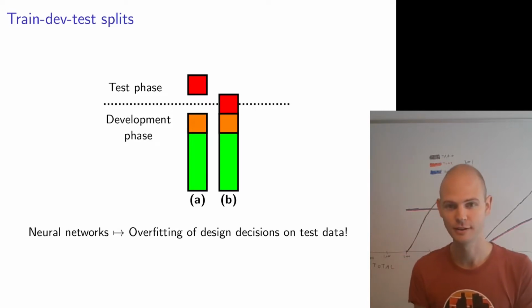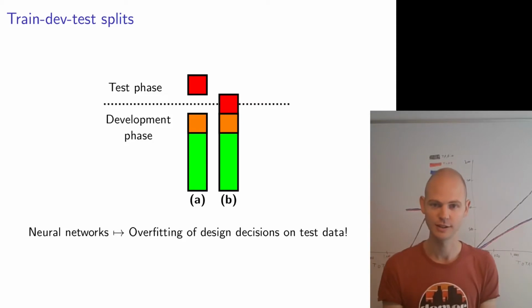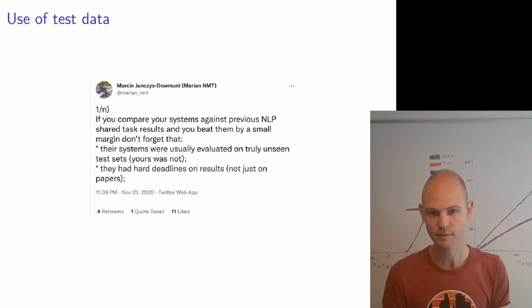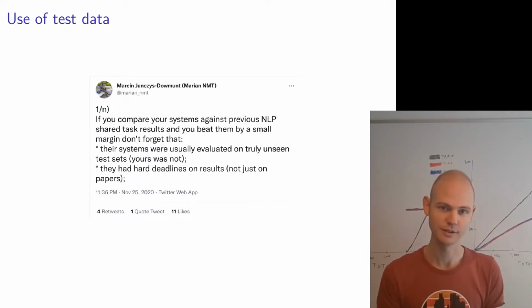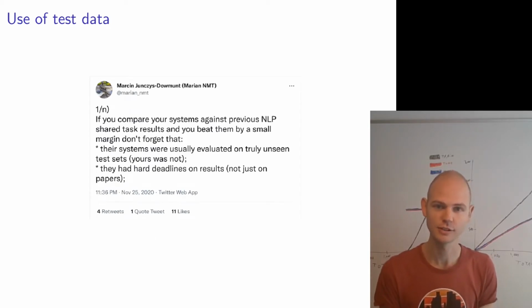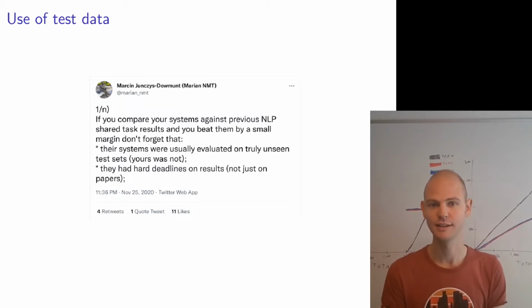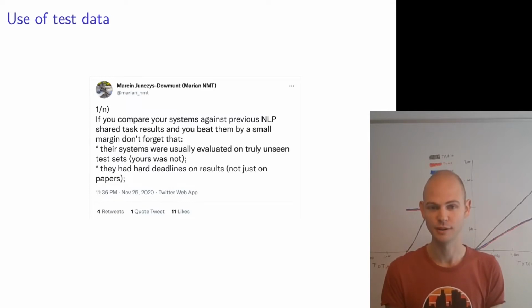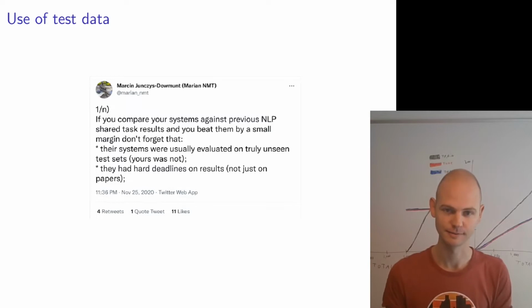Now, I have some anecdotal evidence to show that this is the case, as well as some quantitative analysis. So first there is this tweet that mentions that if you compare your systems against previous NLP shared task results and you beat them by a small margin, don't forget that their systems were usually evaluated on truly unseen test sets. And this here sort of assumed that yours was not, right? So in many cases actually people don't keep their test set truly unseen up until they finalize their experiments.